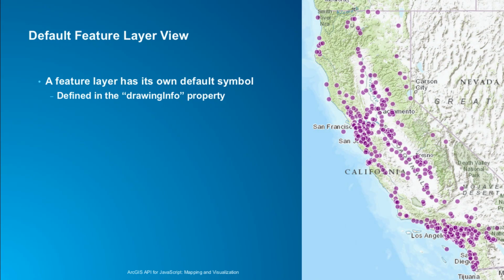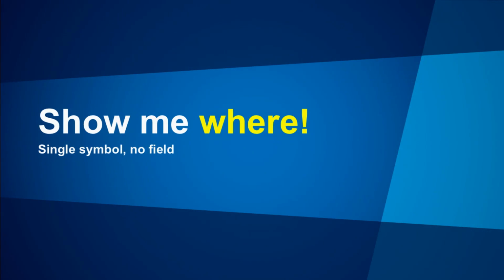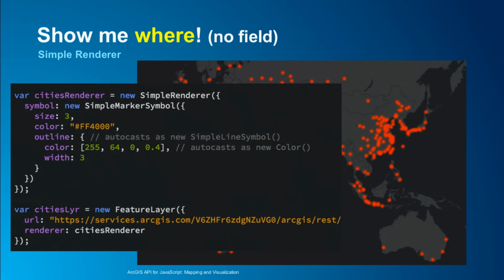The default feature layer just has its own default symbol defined in the drawing info. So you basically take a URL to a layer in a feature service or a layer in a map service and just add that. And even if it didn't have any renderer defined, it would draw. But where it gets interesting is where we start to talk about breaking it down into different aspects. So show me where. You're really just looking at a location. You have a simple renderer to show you a location of where something is.